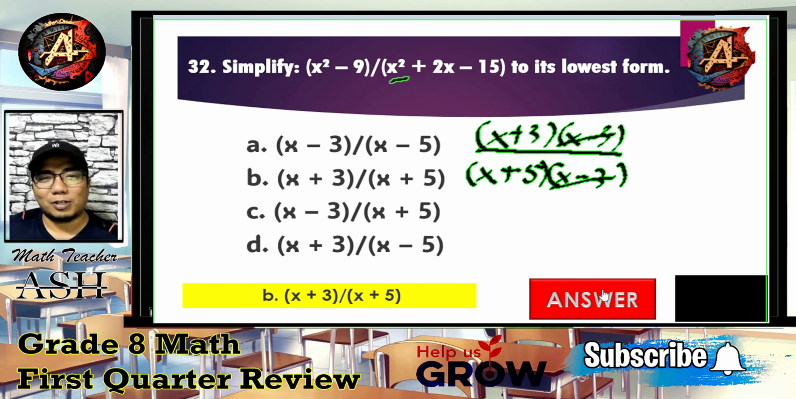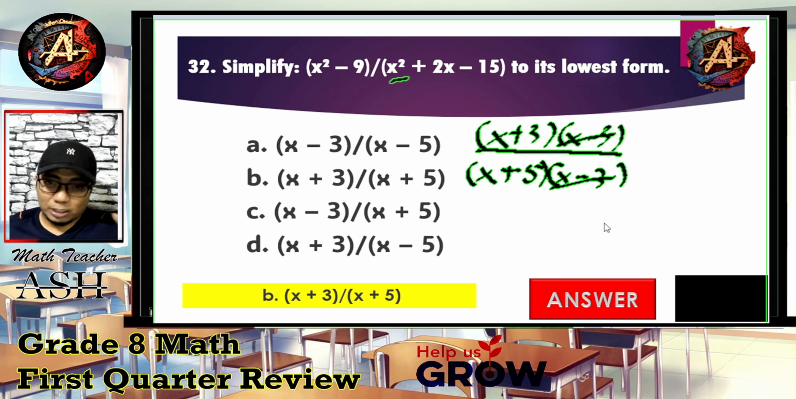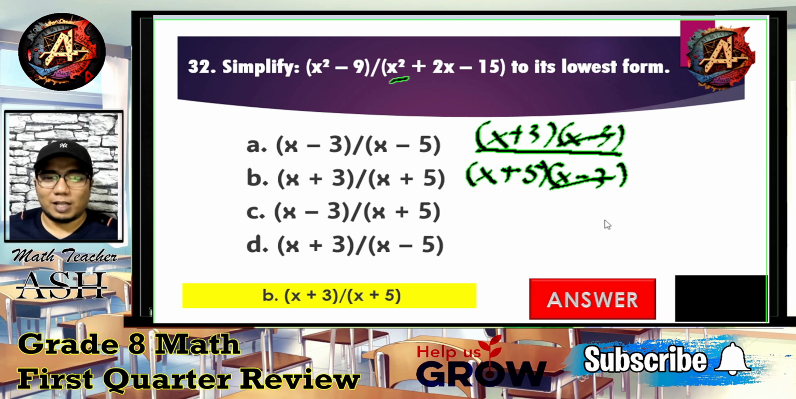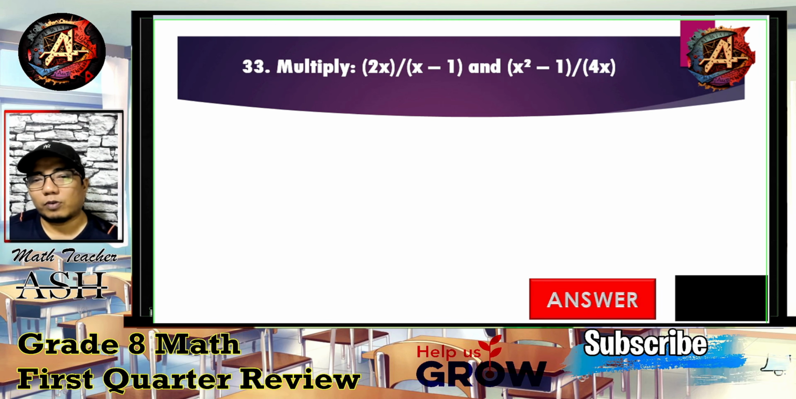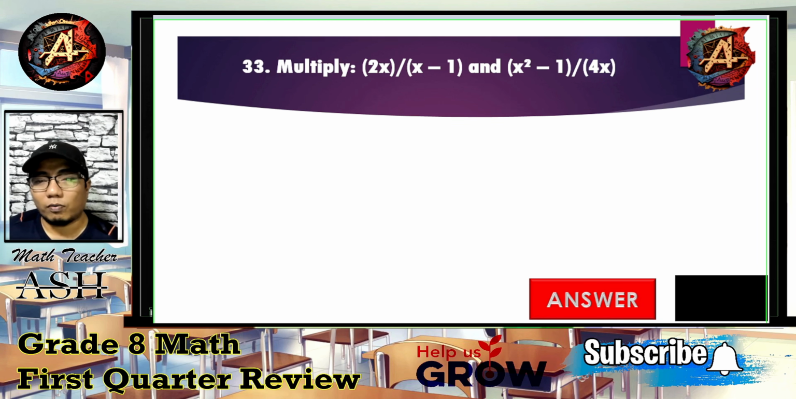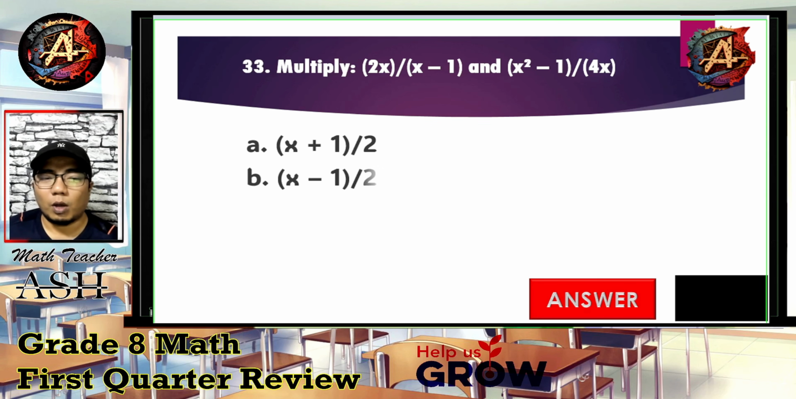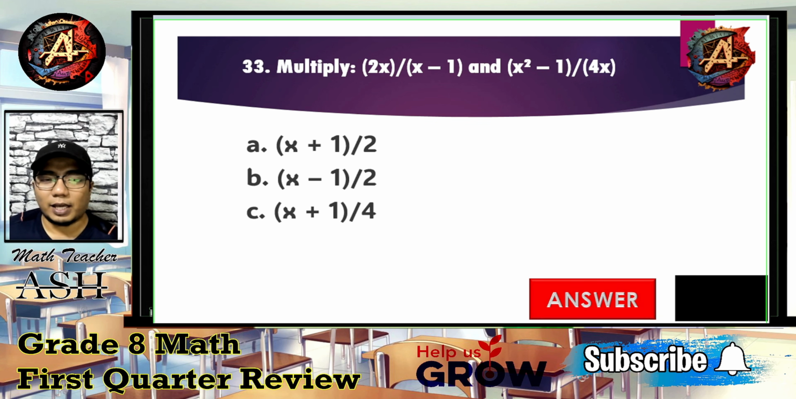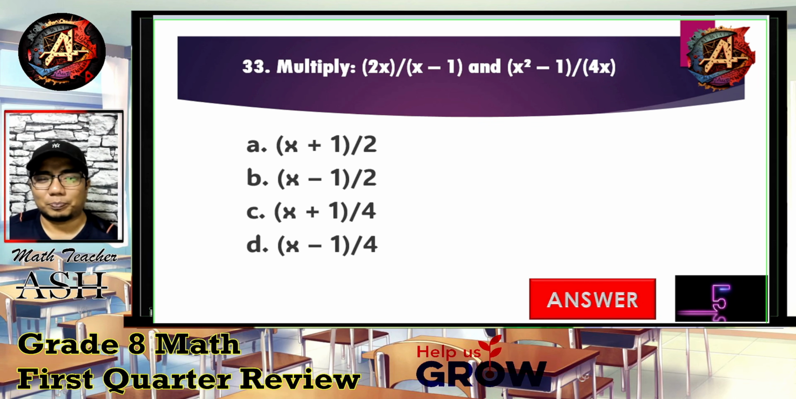Alright, my dear math learners, I hope you got that one. If you didn't, just rewind this portion of the video. Let's go to question number 33. Multiply 2x over x minus 4 and x squared minus 1 over 4x. Is it A, x plus 1 over 2, B, x minus 1 over 2, C, x plus 1 over 4, or D, x minus 1 over 4? I'll give you 5 seconds to think about your answer.